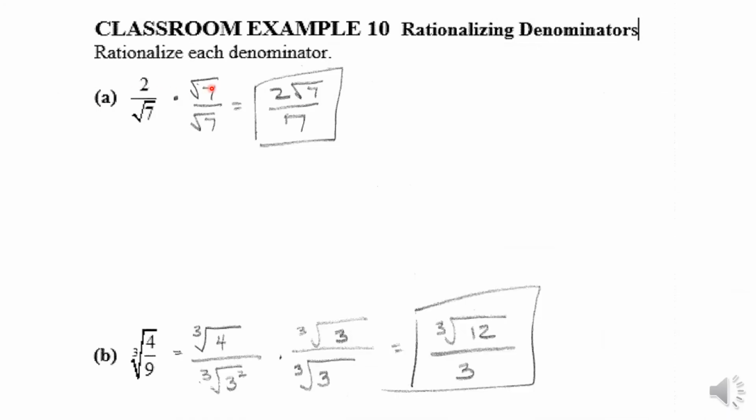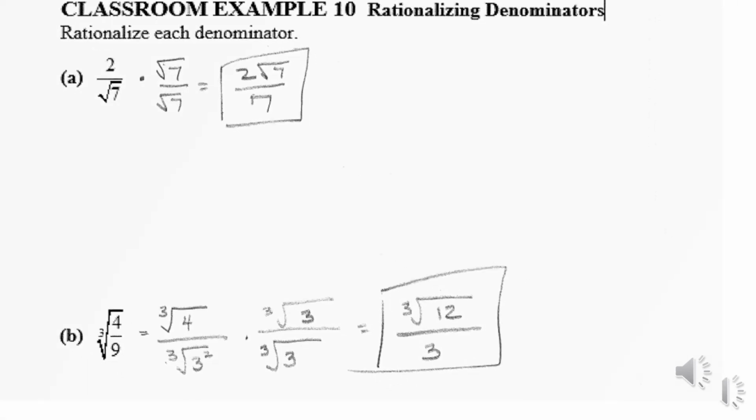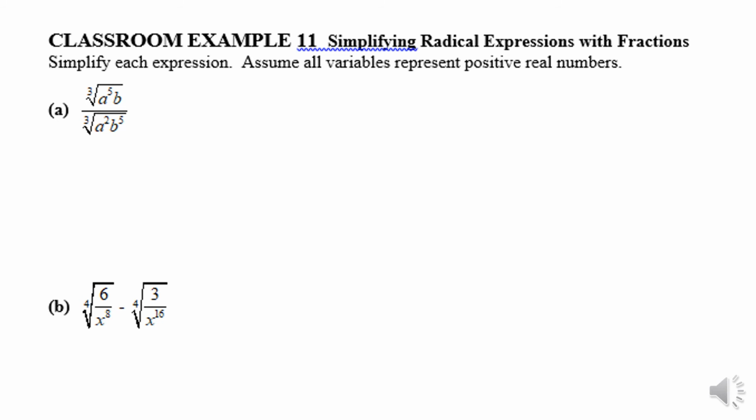Here you multiply by root 7 over root 7. Down here what you want to have is the cube root of 3. Well, 9 is 3 squared, and you would like to have the cube root of 3, so that's just going to be 3. So you have to multiply top and bottom by the cube root of 3, and whenever you fully simplify that, that is your expression. Again, we're simplifying so we don't have radicals in the denominator. Let's see how you do.